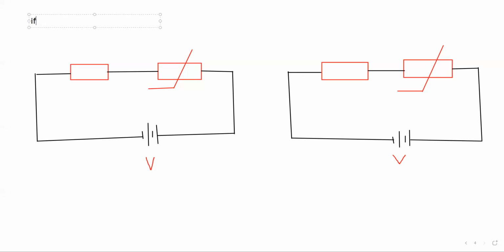Now, if the temperature is high, what about the resistance of the thermistor? The resistance and temperature of a thermistor are inversely proportional. So if the temperature is high, the resistance will be low.